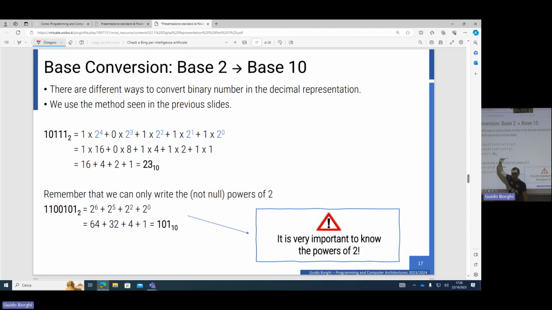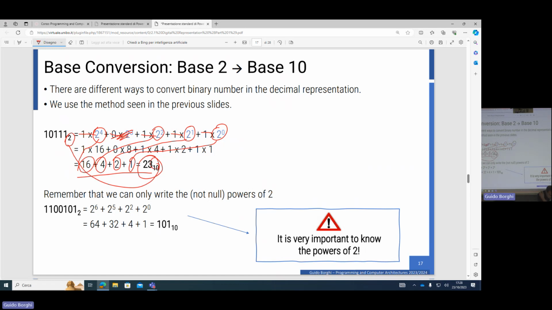0, 2 to 3. Remember, you can omit all these details, and then we can write directly 2 to 0 is 1, 2 to 1 is 2, 2 to 2 is 4, and here we have the 0, and here we have 16. So the final result is 23. So the number 10111 corresponds to the number 23 in the decimal positional representation. So we are passing from base 2 to base 10.